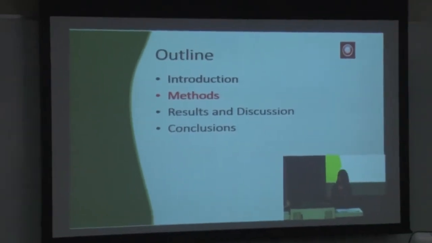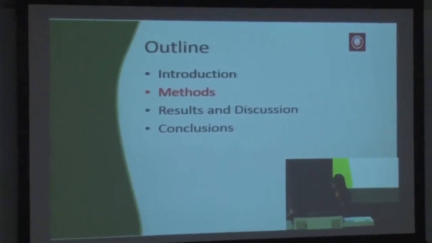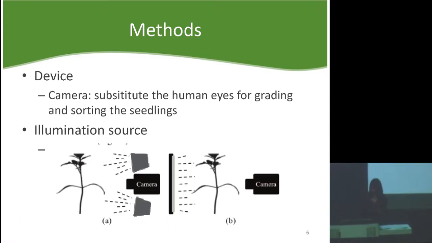And then the methods of this paper. About the grafting operation, we need to select the same diameter of the scion and rootstock of the seedling so that we can graft well. So we need a camera to substitute the human eyes for grading and sorting the seedlings.